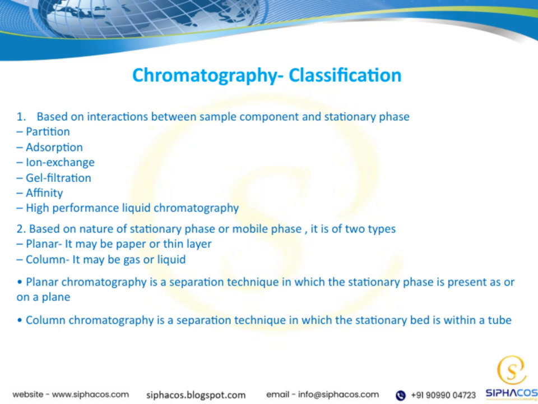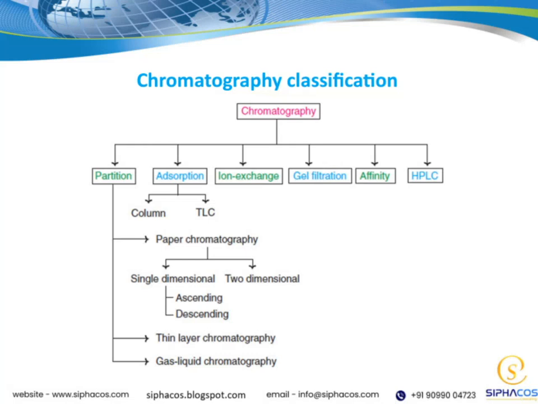To clarify, planar chromatography is a technique where the stationary phase is spread out on a flat surface, making it easy to analyze multiple samples simultaneously. Conversely, column chromatography involves passing the mobile phase through a column packed with stationary phase, which provides a more efficient and scalable separation process. Both methods are fundamental in our toolkit, and choosing between them depends on the specific needs of the analysis. Let's take a closer look at chromatography classification.